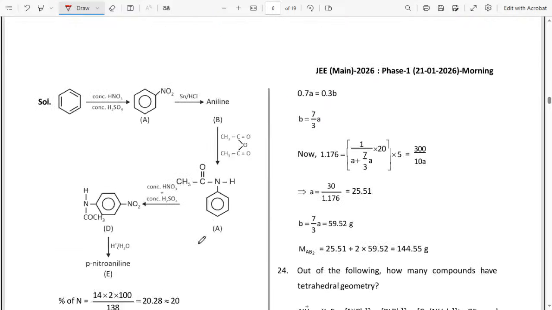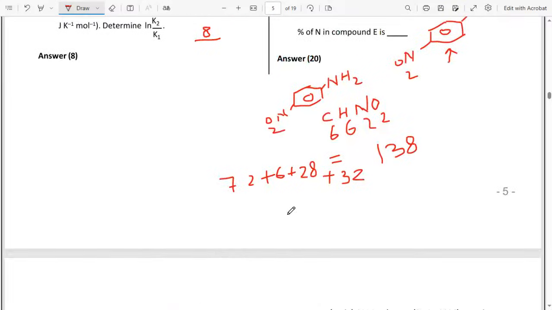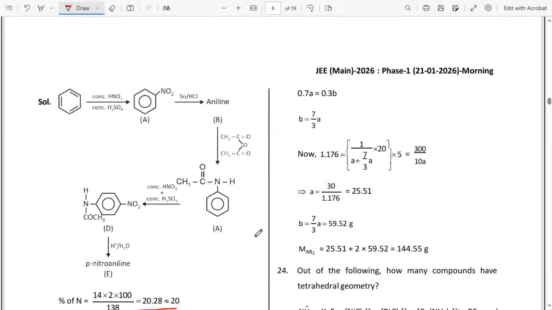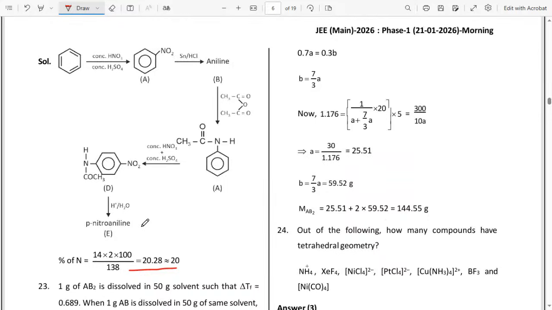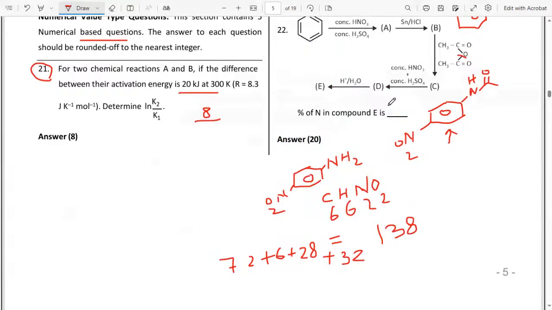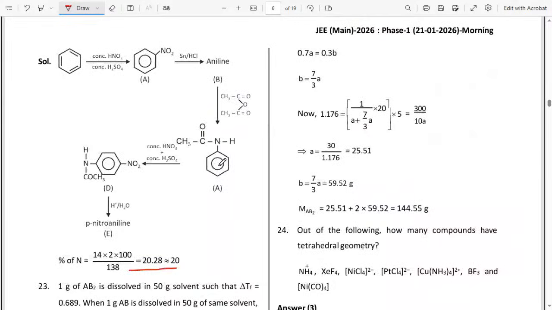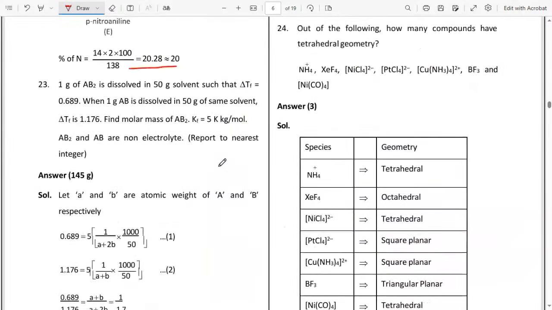So now how to calculate? 14 into 2 into 100 divided by 138 is going to give 20%, right? So what is the product? Yes, nitroaniline, para-nitroaniline. So the answer you have to write is 20. No need to write percentage, just enter 20. Yes, 20. Yes students, next question number 23.